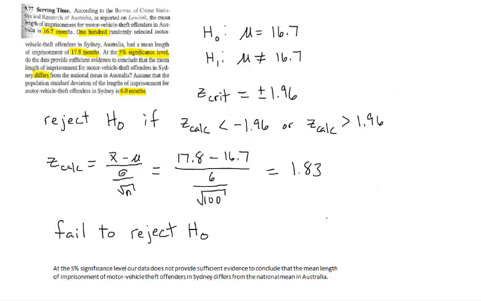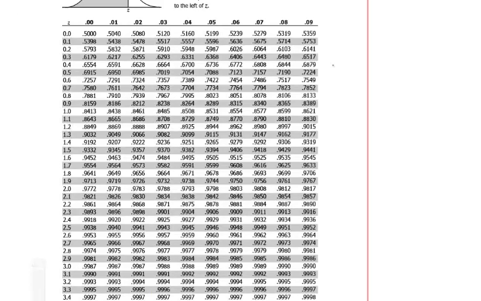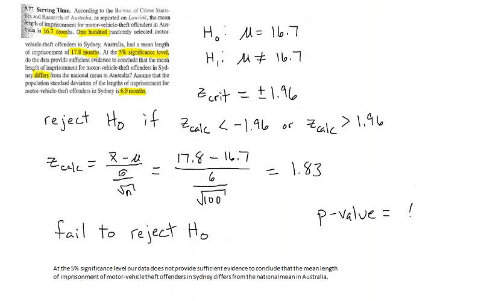And now the last thing that we're going to do is find our p-value. So we're going to go to our z-table and we're going to look up 1.83. Okay, so we go down the z to 1.8 and then over to 3. So we find 0.9664. And it's important to remember that the table always reads left. So since we're looking at greater than, we're going to have to do 1 minus. So when we do our p-value, we're going to have 1 minus 0.9664.